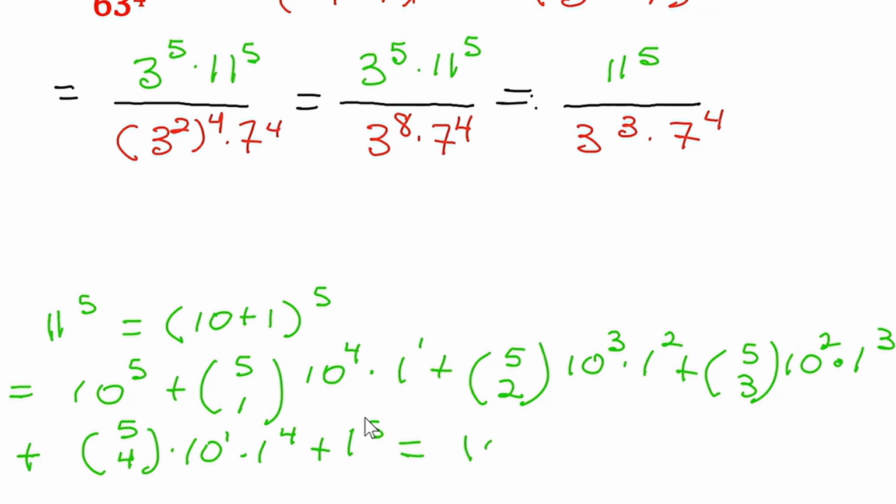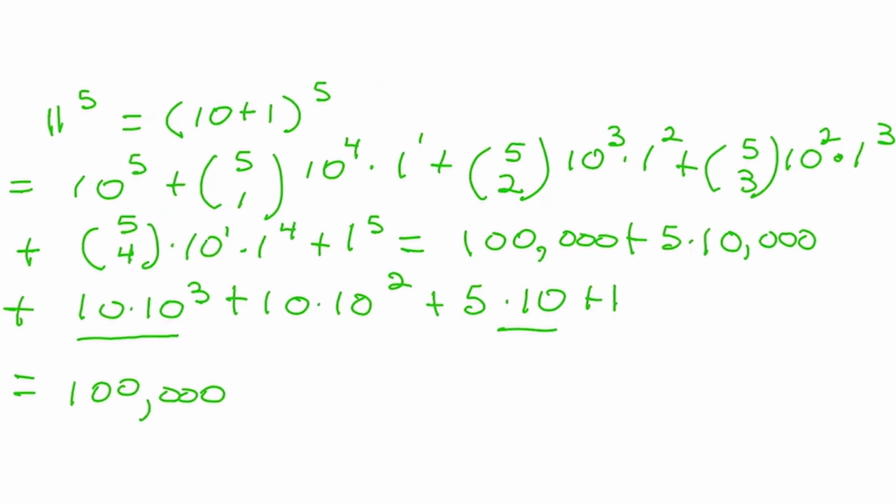So 10 to the fifth, I have 100,000. 5 choose 1 is 5. We have then 5 times 10,000. That came from the 10 to the fourth. But also 10 times 10 cubed here is 10 to the fourth. So 10 to the fourth is 10,000. We've got this 5 times 10,000.